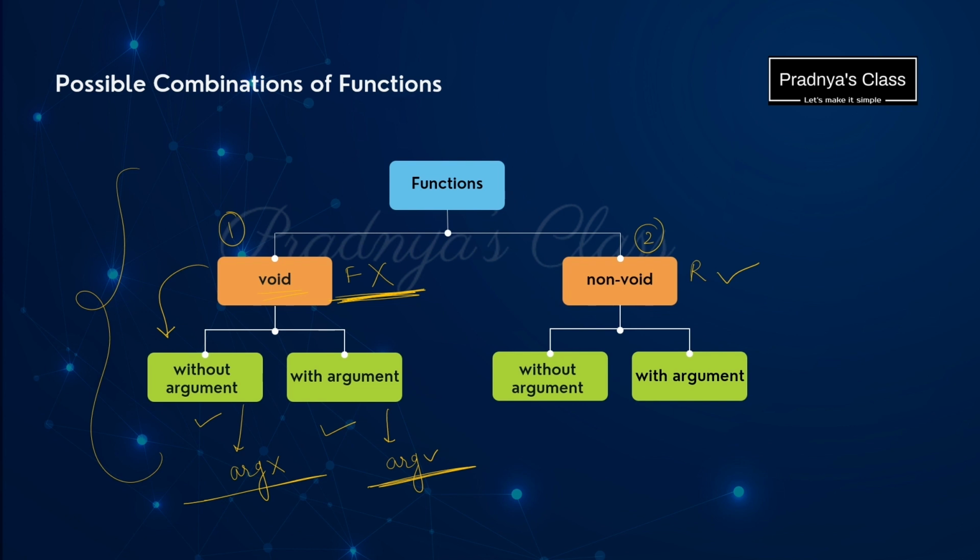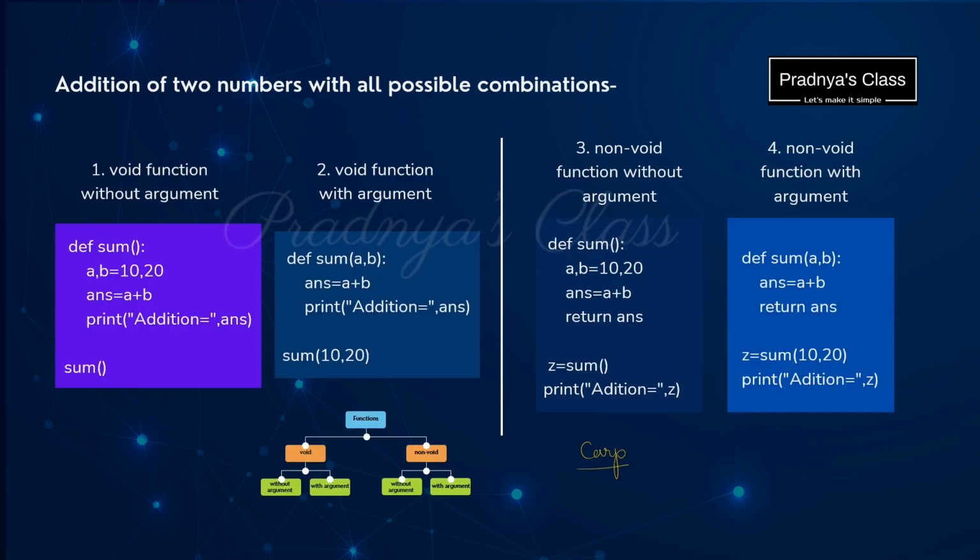Whereas coming to the second category, a non-void function means it is returning the value. This also got divided into the same two categories, without argument and with argument. So what is this combination? Without argument means we are not passing an argument, still we are getting back some value. And with argument means we are passing the argument and getting something back. Now let's write the functions for these four different types of categories.